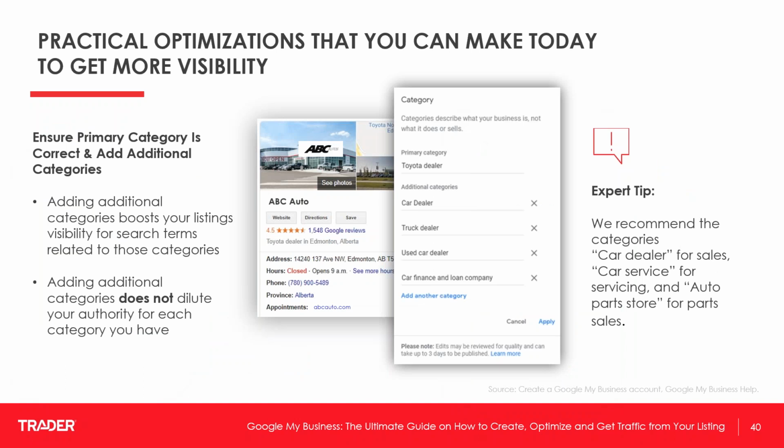And very last thing here, very simple optimization. Ensure that you're using the right primary category and that your secondary categories are filled out as well. Having all of these categories properly filled out is going to help you rank better. So quickly, your primary category should be car dealer for your primary listing, for your service listing, it should be car service, and for your parts listing, your primary category should be auto parts store. Okay.